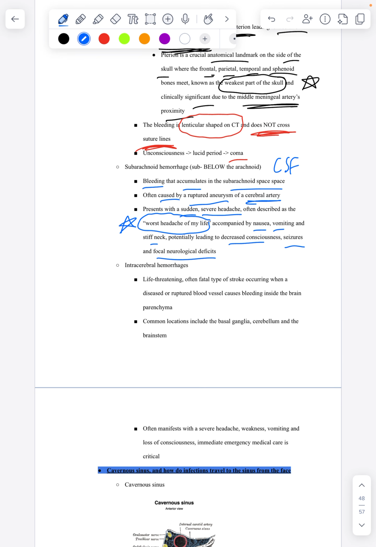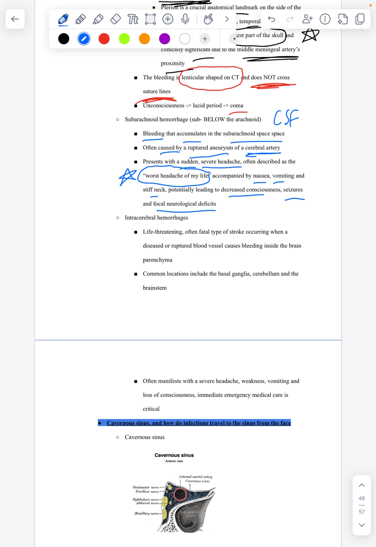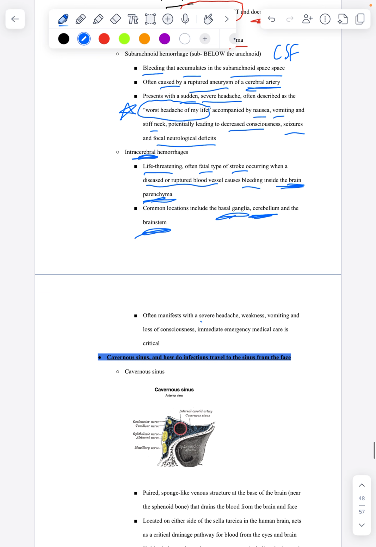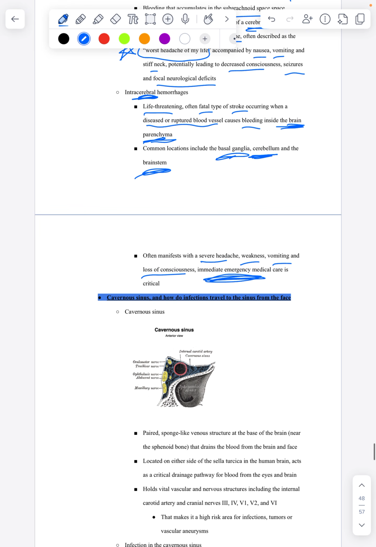This is obviously serious. And then intracerebral hemorrhage, now we're within the cerebrum. This is a life-threatening, fatal type of stroke. When a diseased or ruptured blood vessel causes bleeding inside the brain parenchyma, everything up there is getting clipped: your basal ganglia, cerebellum, balance, brainstem. If your medulla, which has your respiratory centers, is gone, you're not going to be able to survive this. So severe headache, weakness, vomiting, loss of consciousness, and it's immediate. Emergency medical care is critical.